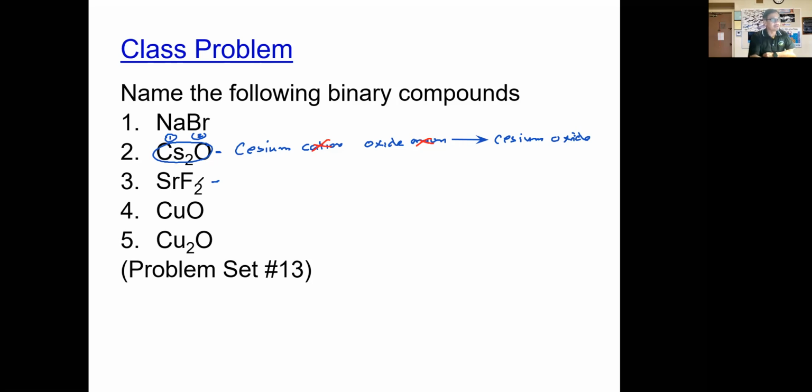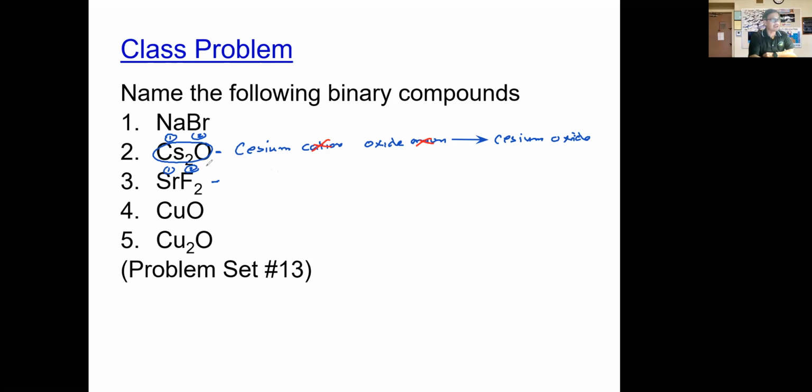Okay? So the question here, is this a binary compound? Yes, because you have 2 elements here. Again, you have 3 atoms here, but you have 2 separate elements. Okay, all right. So this is a binary compound. Is it ionic? Yes, because you have a metal and a non-metal atom. So let's go ahead and write out the name of the cation and the name of the anion.